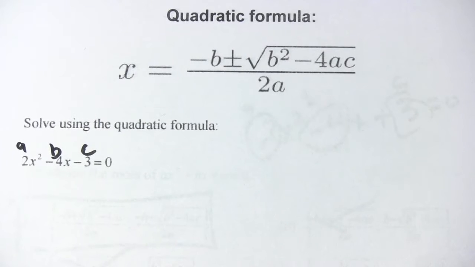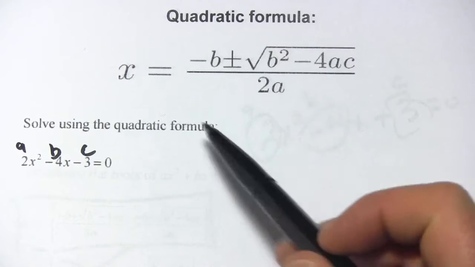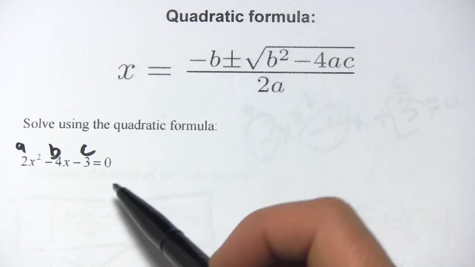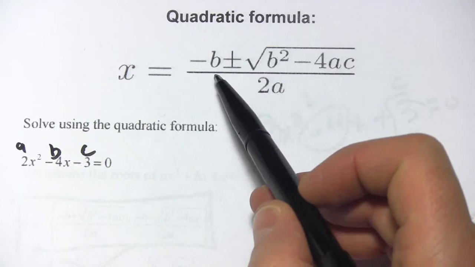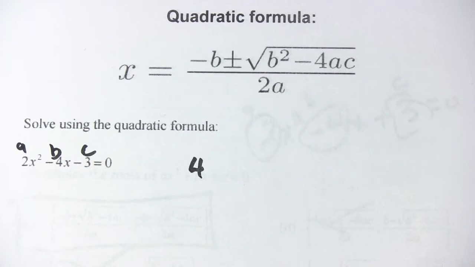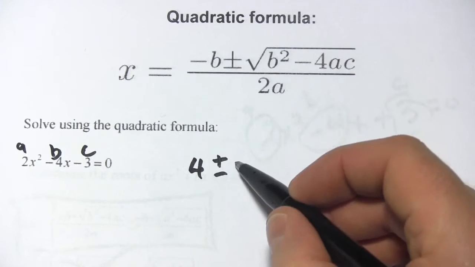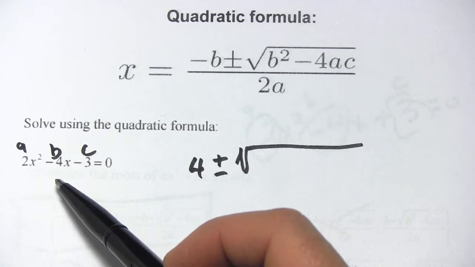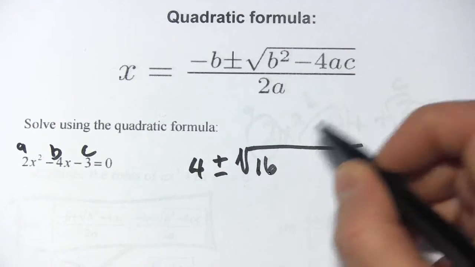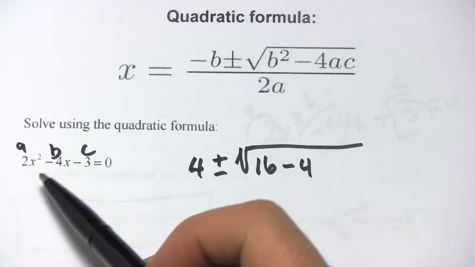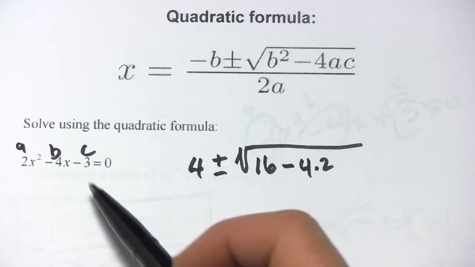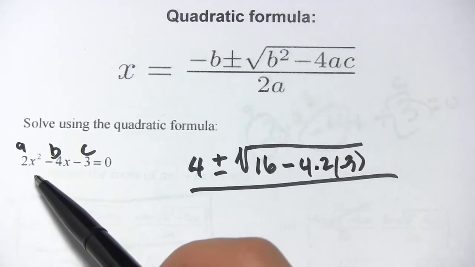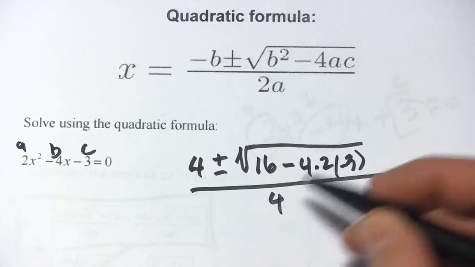Once you've got it all lined up like that, all you need to do is create this formula here, substituting in the values that you have. So let's try this. B is -4, so a negative 4 is going to be a positive 4. And then we have our plus or minus, and we have our big square root symbol, and inside is b squared. Well, -4 times -4, that's a positive 16. And then minus 4 times 2, that's a, times c, times -3. And all of that goes over 2 times a. A is 2, so that's 4.